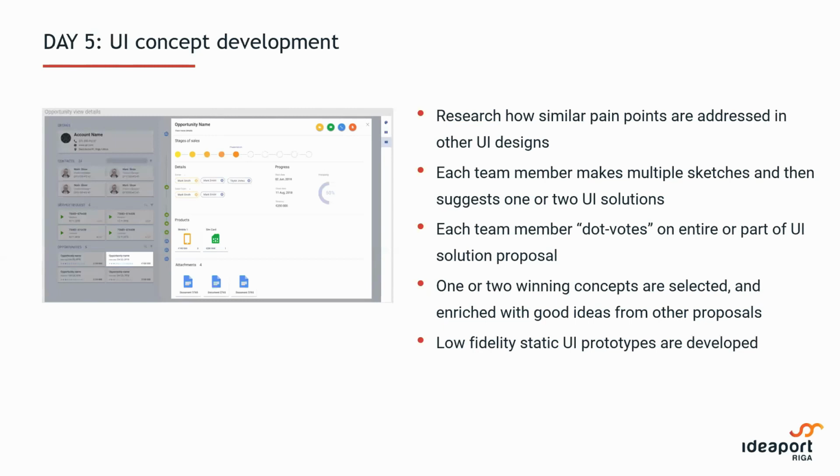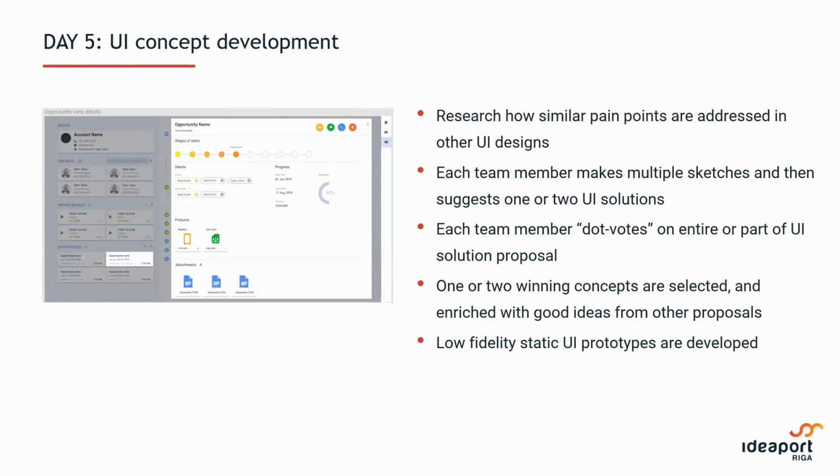Then we move into this phase when each team member independently, on their own, tries to come up with a huge amount of sketches or ideas for how this particular interface or element of the interface could be solved. After doing that, each would also combine their best ideas into 1 or 2 UI solutions for discussion or evaluation. After that phase, we would have these different UI prototypes, if you will, drawn on paper.